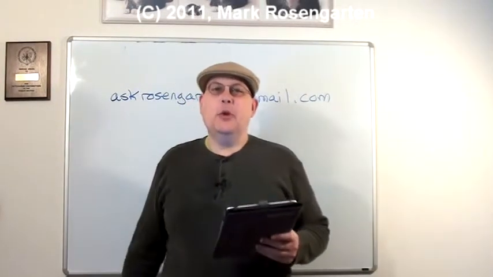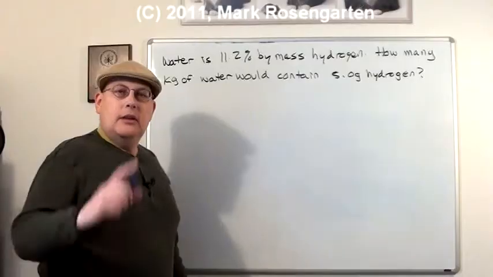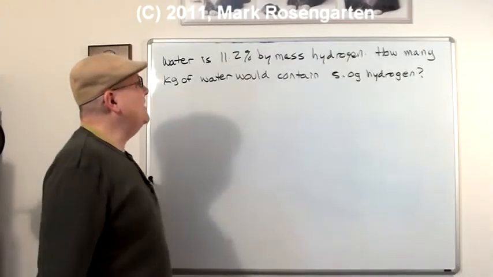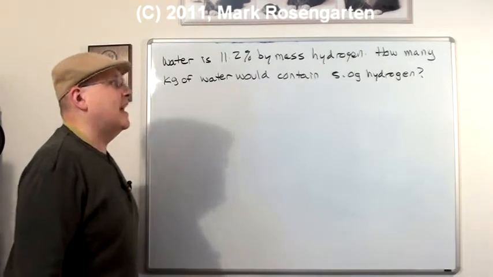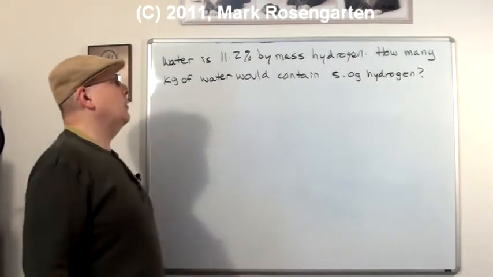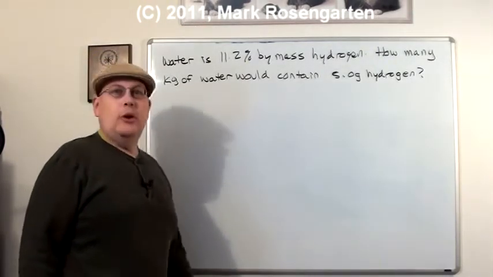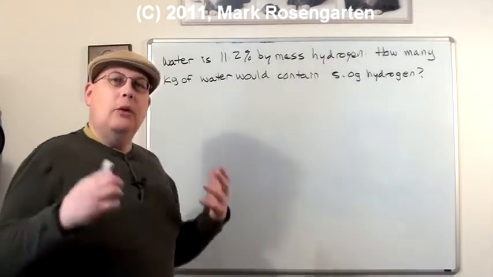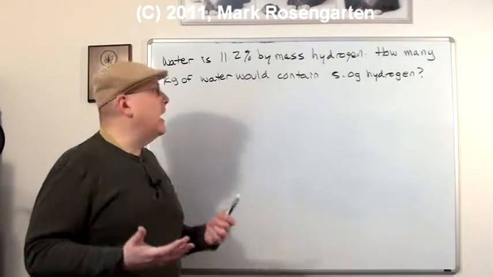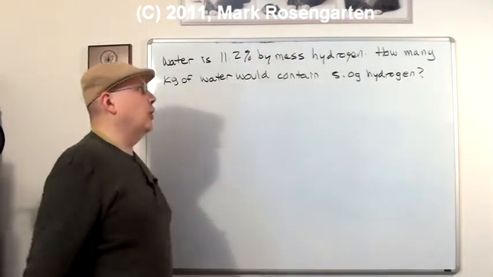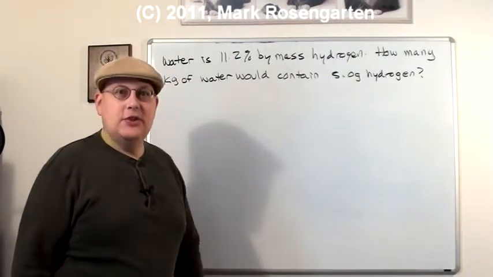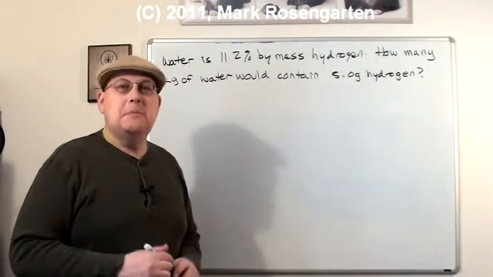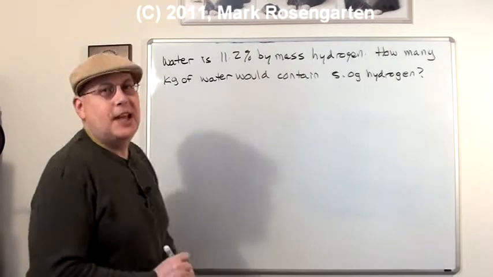Today we've got a couple of questions from Chad Ingham. Today's first question is, water is 11.2% by mass hydrogen. How many kilograms of water would contain 5.0 grams of hydrogen? Well, the first thing you need to do is find out how many grams of water would contain this many grams of hydrogen. And to do that, you use the simple formula for figuring out percents.